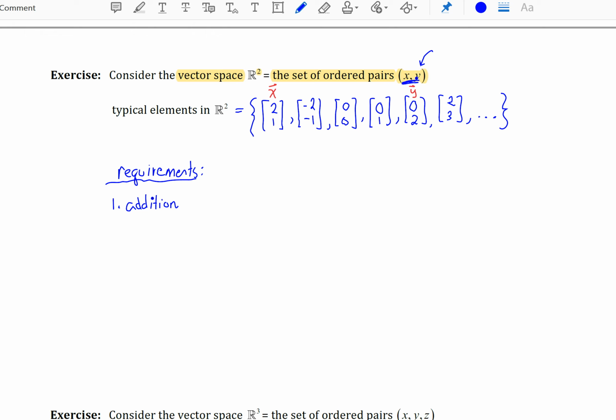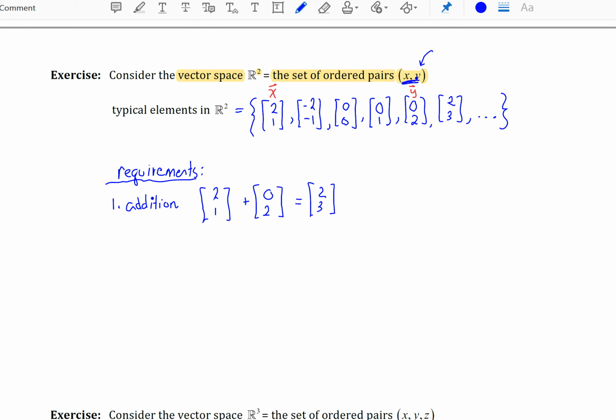If you take the vector 2, 1 and add it to the vector 0, 2, this new vector in general would be 2, 3.